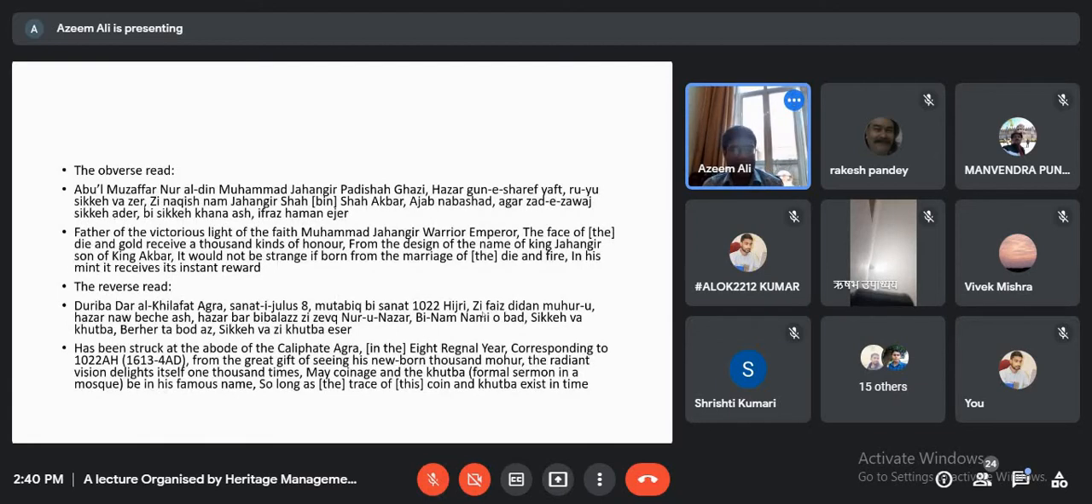And this means that this coin, this mohur, has been struck at the abode of the Caliphate, Agra, which is now in Uttar Pradesh, in the 8th regnal year, corresponding to 1022 Hijri, which is about 1613 to 1614 AD.